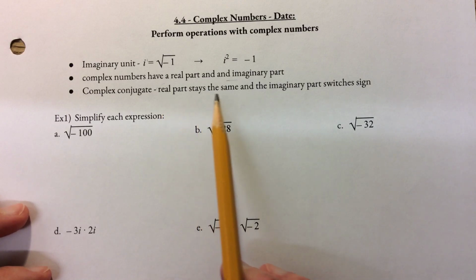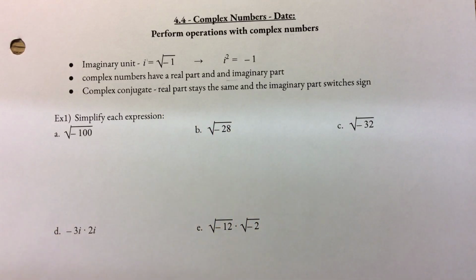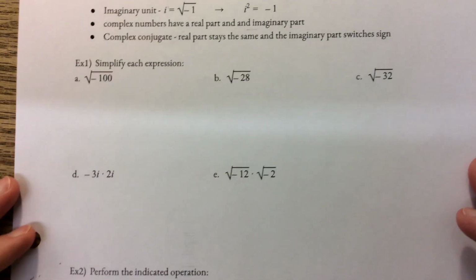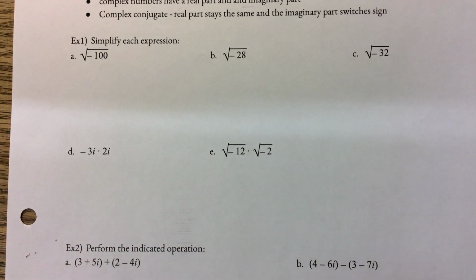A complex number has a real part and an imaginary part, and then the complex conjugate is where the real part stays the same and the imaginary part switches signs. So we'll use that a little bit later here. Now, simplifying each of these expressions.